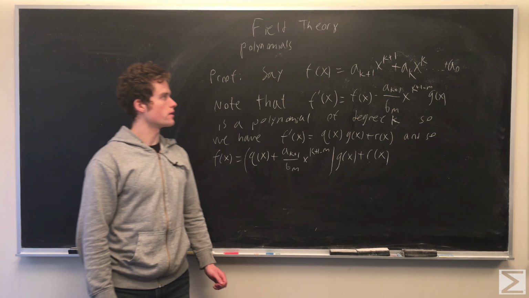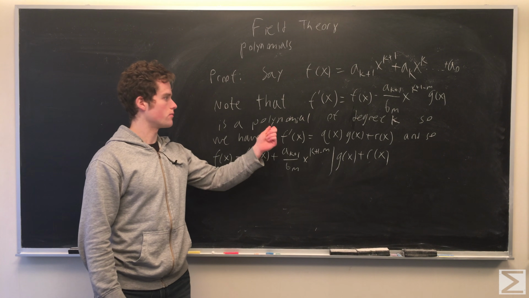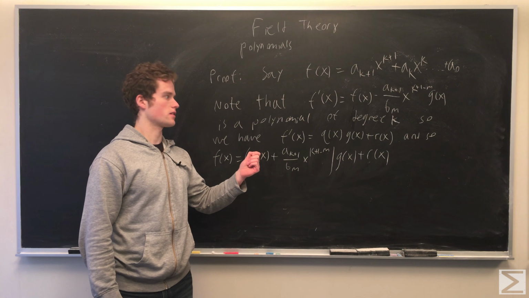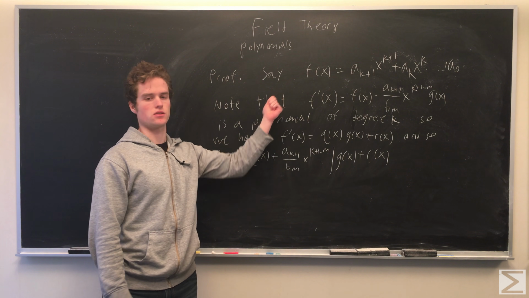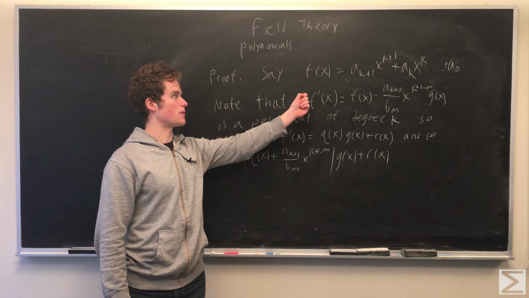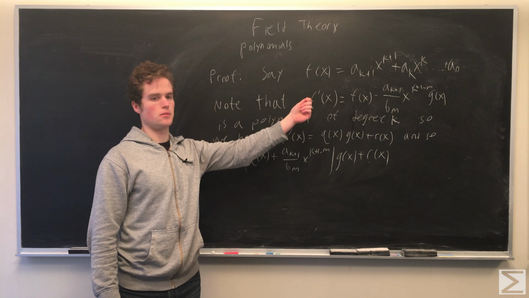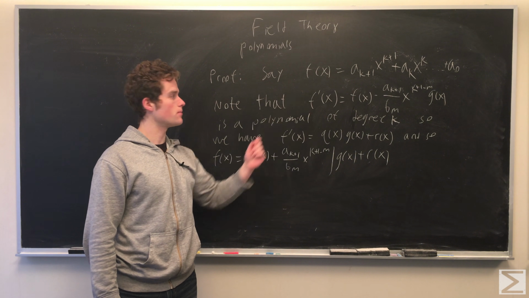So assuming by induction we have our form f(x) = q(x)g(x) + r(x) for degree of f(x) less than or equal to k. Now we're going to assume f(x) is degree k+1. So it equals a_{k+1} x^{k+1} + ... + a_0, where a_{k+1} is not 0.